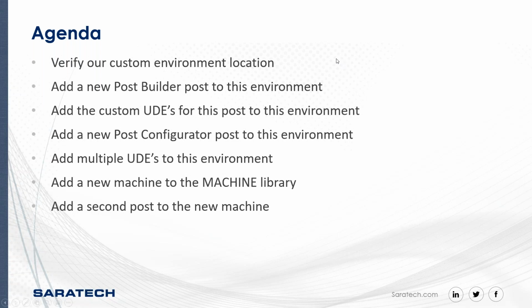So we're going to verify that we're using the correct custom environment. And then we'll add a new Post Builder post to this environment, add the custom UDEs for that post to this environment, and then add a new Post Configurator post, multiple UDEs to this environment, and then add a new machine to the machine library, which is a little different than just adding a post, and then add a second post to that machine that we had just added.